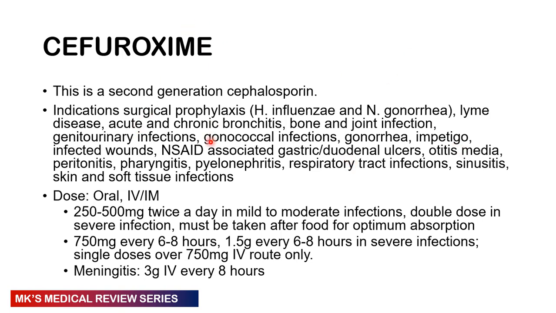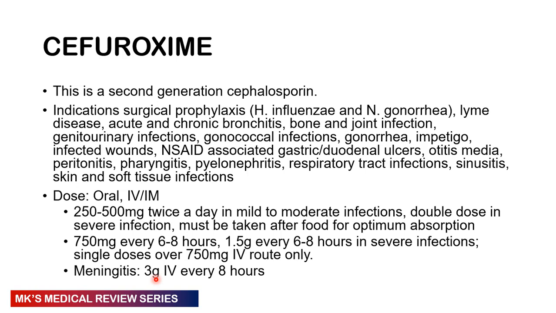Now, this drug can be given orally, it can be given IV, it can be given intramuscular. So we can give it 250 to 500 milligrams twice a day in mild to moderate infections. We should double the dose in severe infection, and this drug must be taken after food for optimal absorption. Then, of course, we can give 750 milligrams in severe infections every 6 to 8 hours, so about 3 times a day. We can give it 3 to 4 times a day, and then 1.5 grams every 3 to 4 times a day in severe infections. And then every single dose that is above 750 must be given IV. You shouldn't give it orally. Then, of course, in meningitic dose is about 3 grams IV every 8 hours, so that's about 3 times a day.